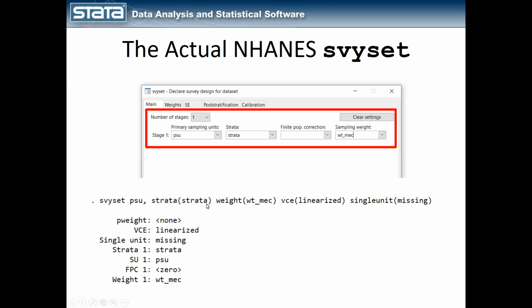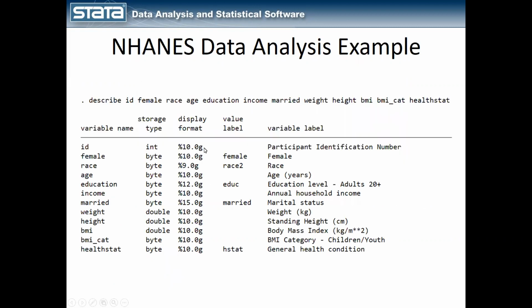So for the NHANES data, this is actually what the svyset command would look like. Again, for privacy reasons, they don't give you all 4 sampling stages and all of that information. It's been collapsed into a single stage.